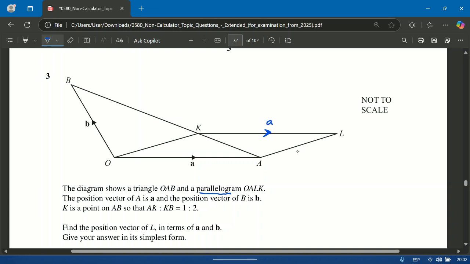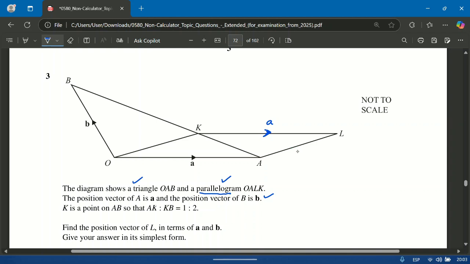So that's telling us that the position vector of A is lowercase a, position vector B is lowercase b, they just focus our attention to that. That means that KL is the same vector as OA. We can label it lowercase a. And the same for OK and AL. We don't know what their vector is in terms of lowercase a and b, but it will be the same vector as well. Okay, so we've dealt with this piece of information. Every detail is important, so pay attention.